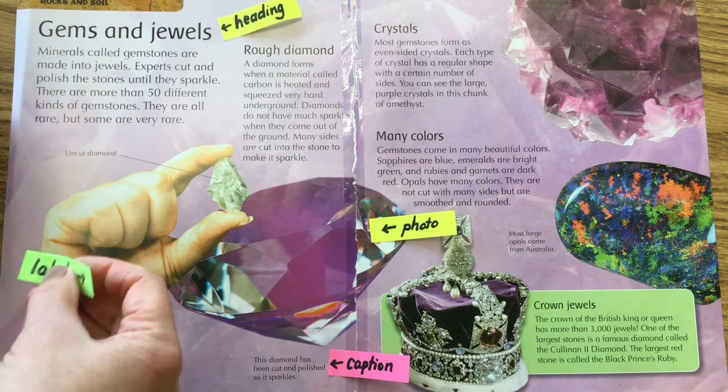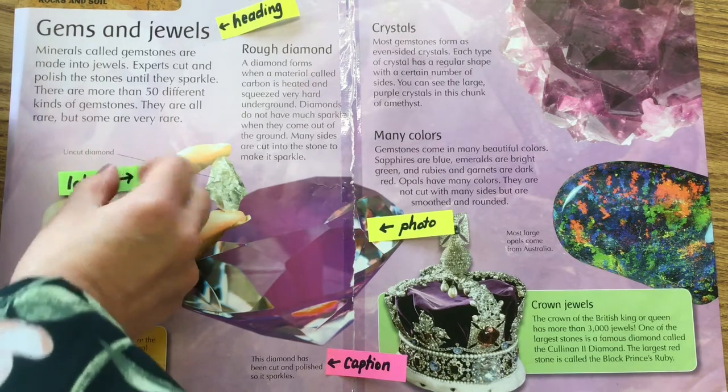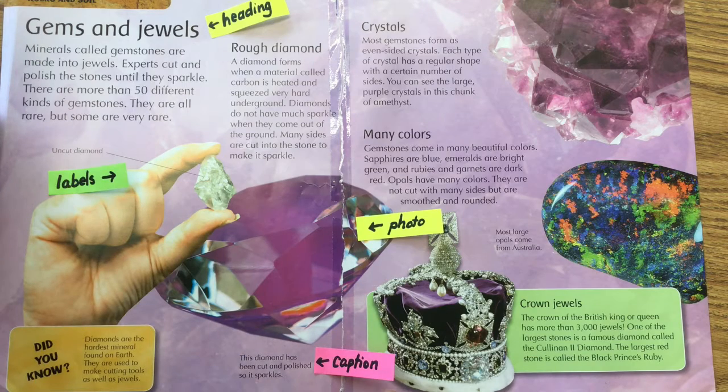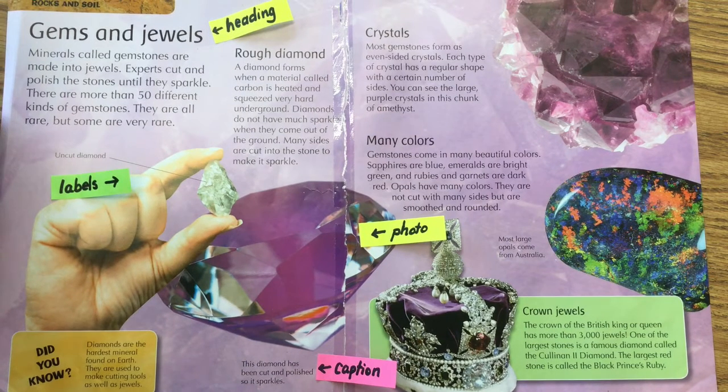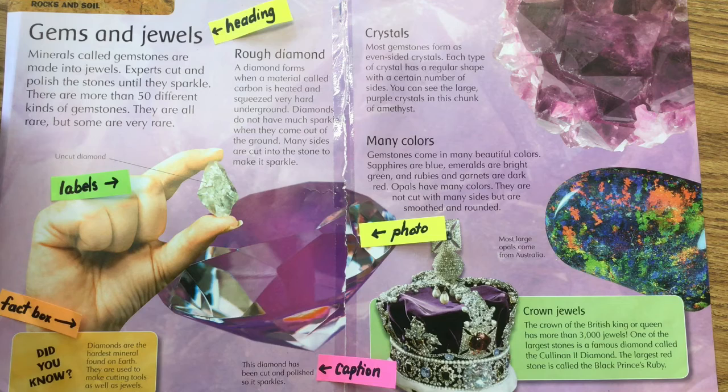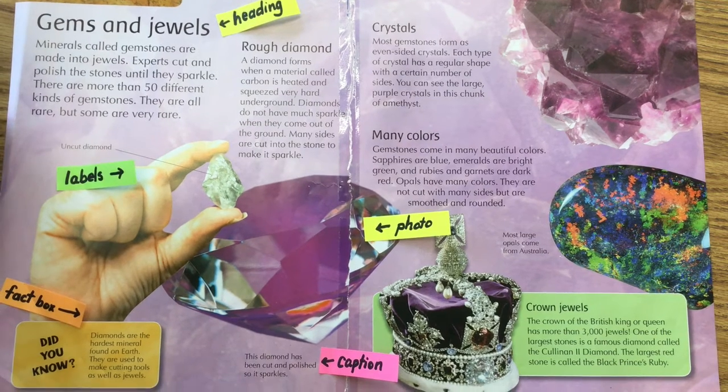This page has labels. Can you see the line that goes to that photo? It's a label. It gives information about it. It is an uncut diamond. And the last text feature is something that we call a fact box. And usually it's a box, sometimes it's a circle, and it gives an interesting piece of information.